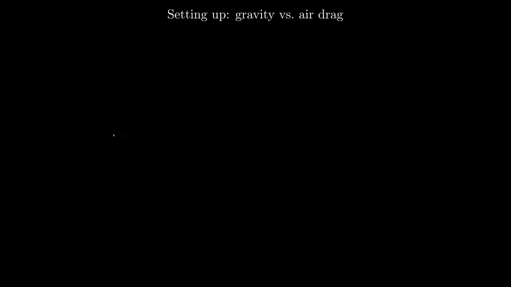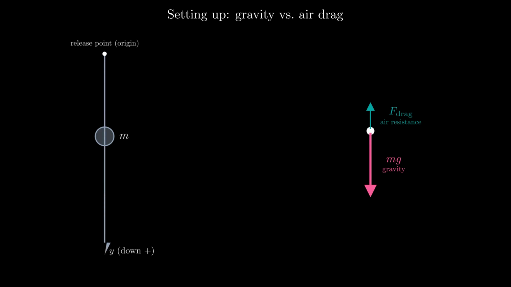Picture an object of mass m falling through the air, released from rest. Two forces act on it. Gravity pulls it straight down with magnitude mg. Air resistance, the drag force, pushes straight up, opposing the motion. Let us choose the positive y direction to point downward, with the origin at the release point. In that frame, gravity is positive and the drag is negative.